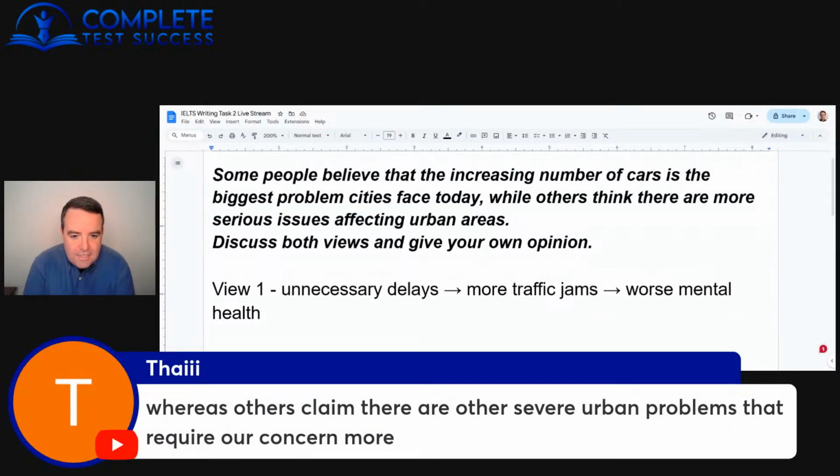Thai: whereas others claim there are severe urban problems that require our concern more. Yes. I would say put the "more" before "severe." Just say, whereas others claim there are more severe urban problems that require our concern. The "more" would be better before "severe."